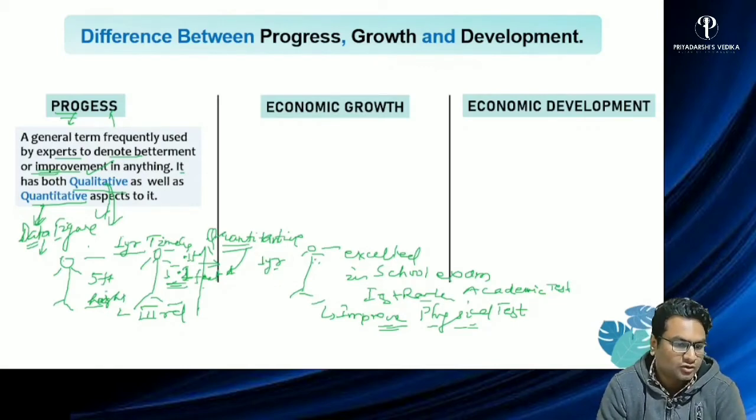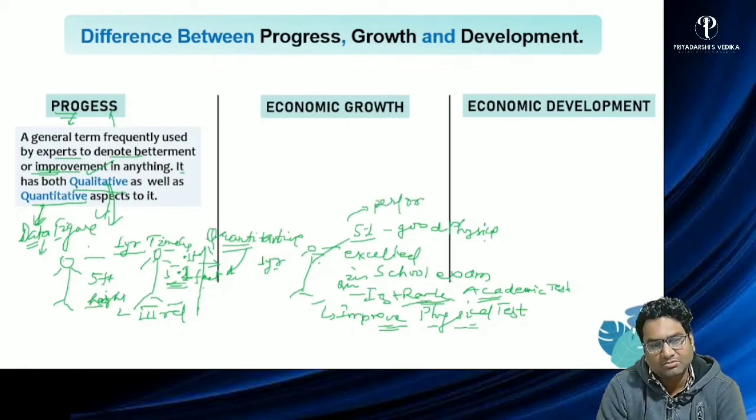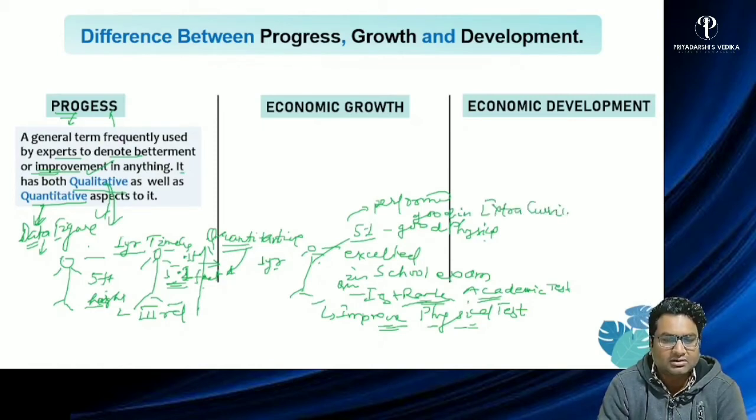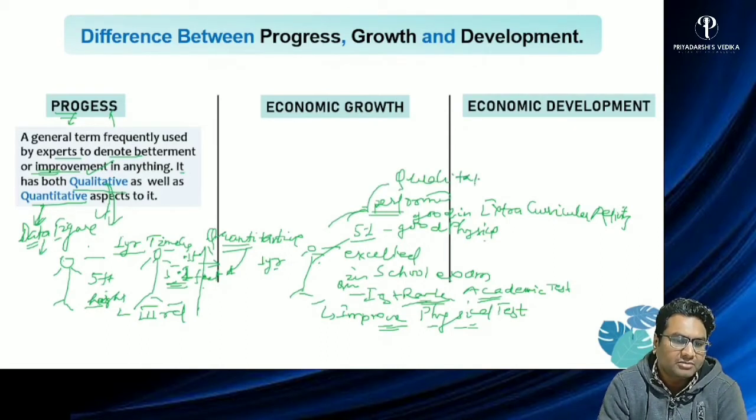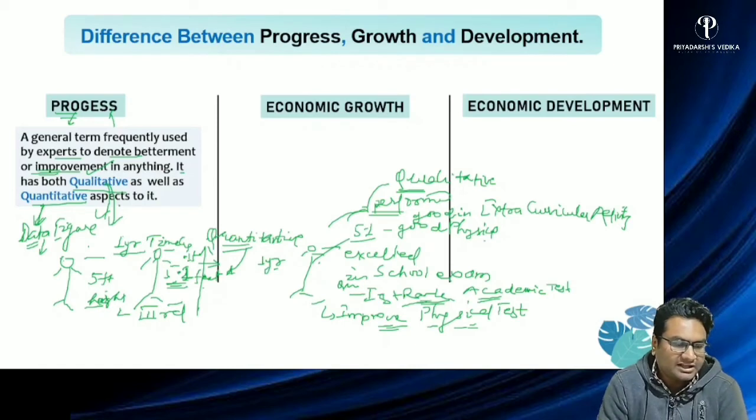This boy has grown up to 5.1 feet, and he had good physical growth, as well as having fetched first rank in the academic test. That is also a kind of qualitative growth. And second, if he performed well in extracurricular activity other than studies, these kinds of achievements will always be qualitative performance or qualitative progress, meaning you cannot judge it with figures and facts. It cannot be expressed in some quantity.